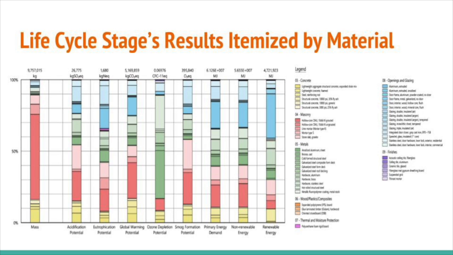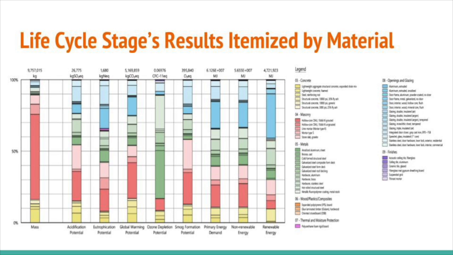Ozone depletion potential is primarily taken by metals, and openings and glazings take up a good portion of renewable energy, non-renewable energy, primary energy demand, smog formation potential, global warming potential, eutrophication potential, and acidification potential.